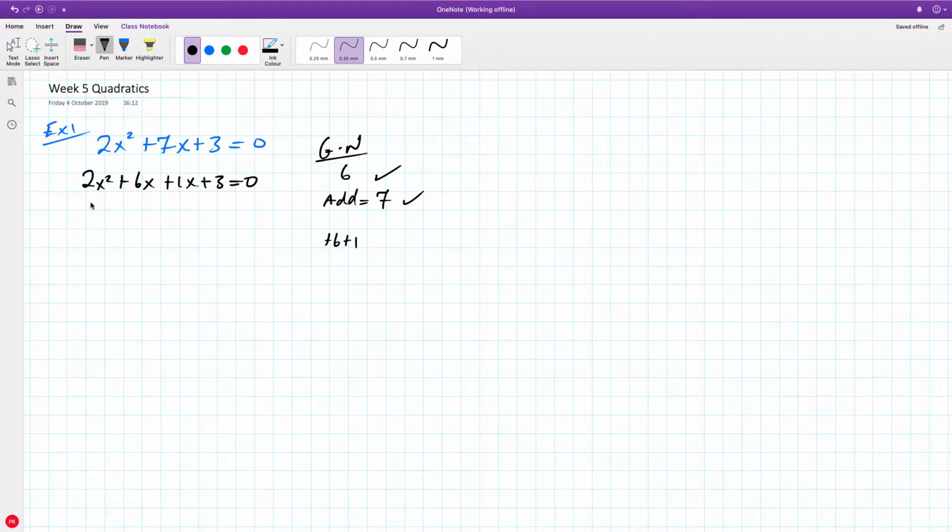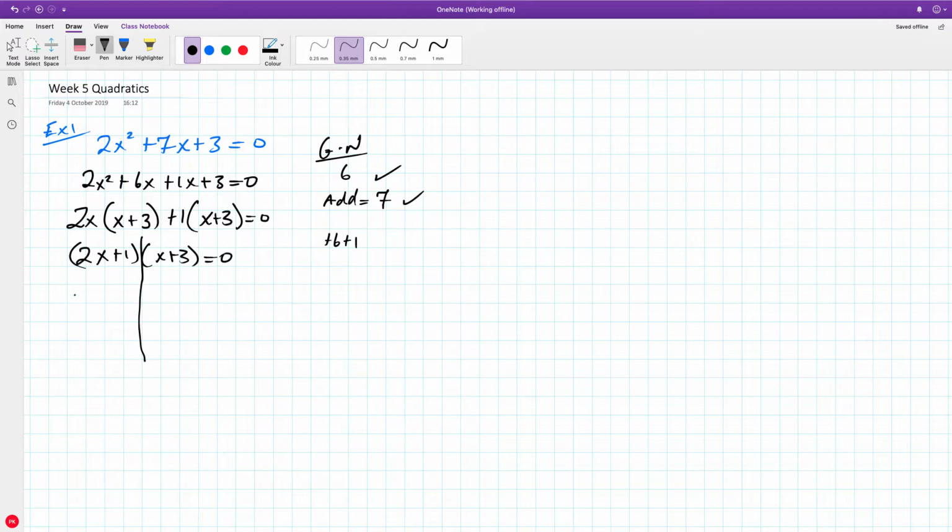Take out what's common between your first two, which is 2x. What's left in our bracket? x plus 3. 2x by x will give you 2x squared, 2x by 3 will give you 6x. What's the highest thing 1x and plus 3 have in common? 1. And what's left in our brackets? How do we know we're right? Good stuff. 2x plus 1 by x plus 3 is equal to 0.